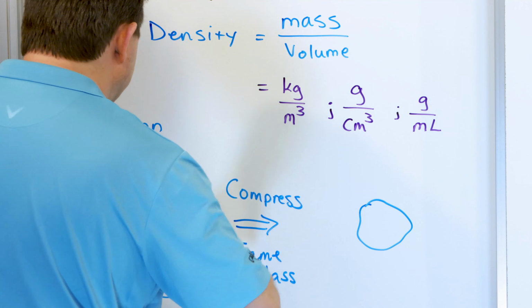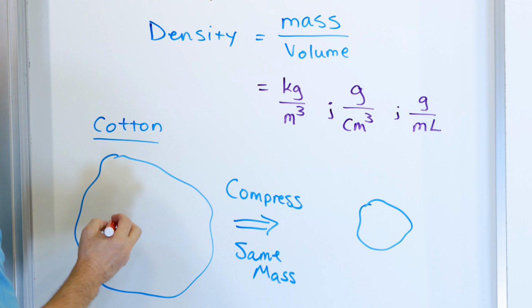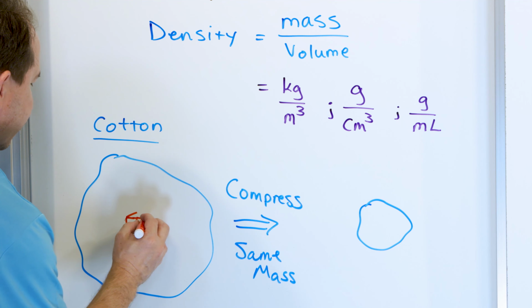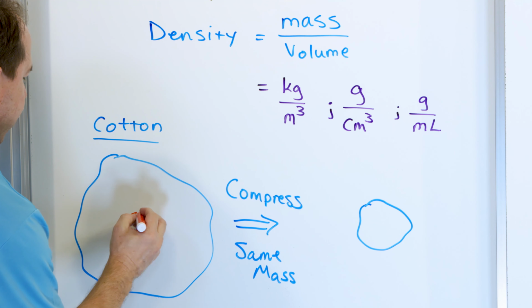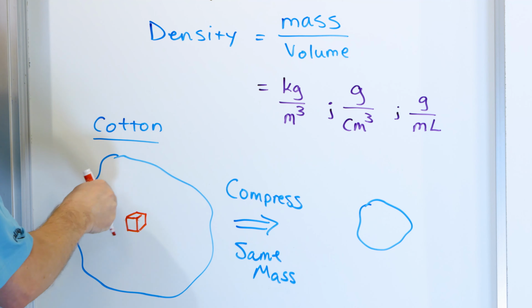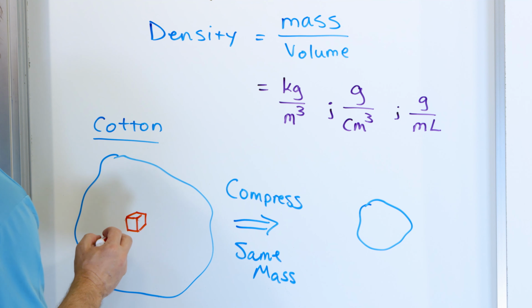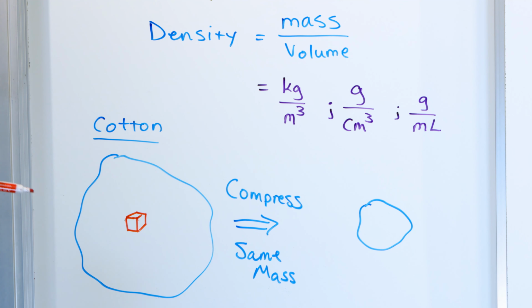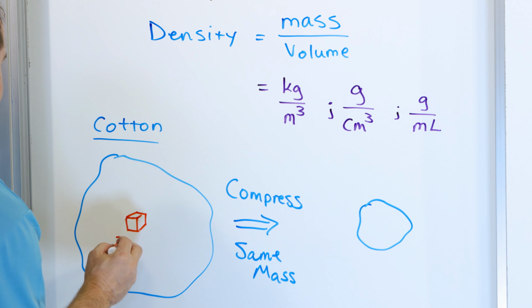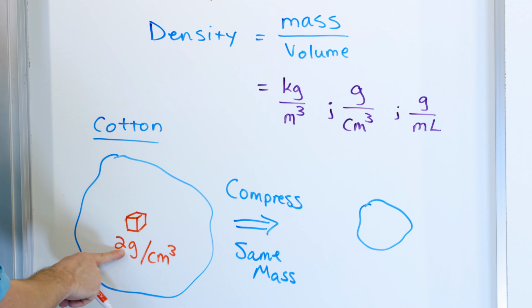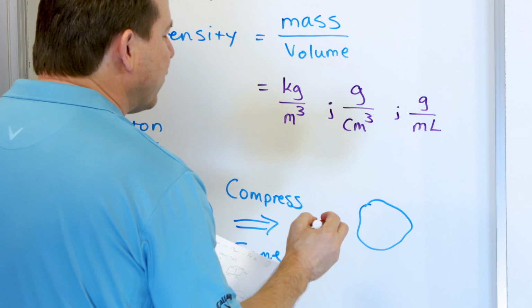So let's just say, for instance, that we look over here at this cotton and we get a knife and we cut 1 cubic centimeter out of this thing. So how would you do it? You would literally carve out an exact cube, 1 centimeter on each side. And let's say when you cut that thing out and you figure out how much mass is in there, it comes out to 2 grams per cubic centimeter. Now you go over here after it's compressed and you do the same thing.